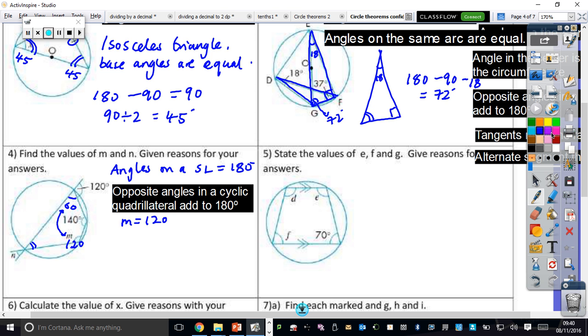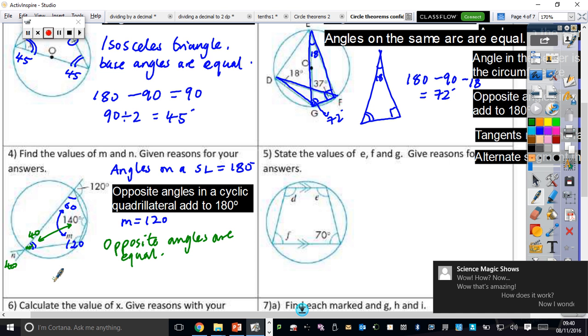Using the same angle fact, I can figure out this angle here. So these two are cyclic quadrilateral facts as well, so that's going to add up to 180. I'm not going to write it again, but that's 40. If that's 40 right here, opposite angles are equal, and that means that N is going to be 40 as well. They're not opposite each other. That's not come up before. So go get that right.